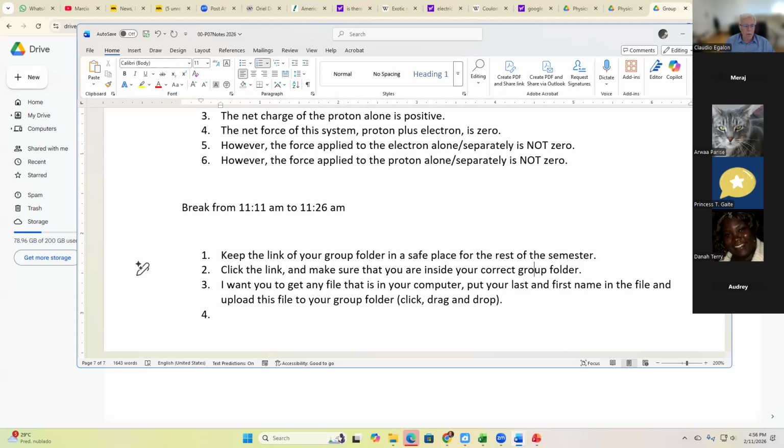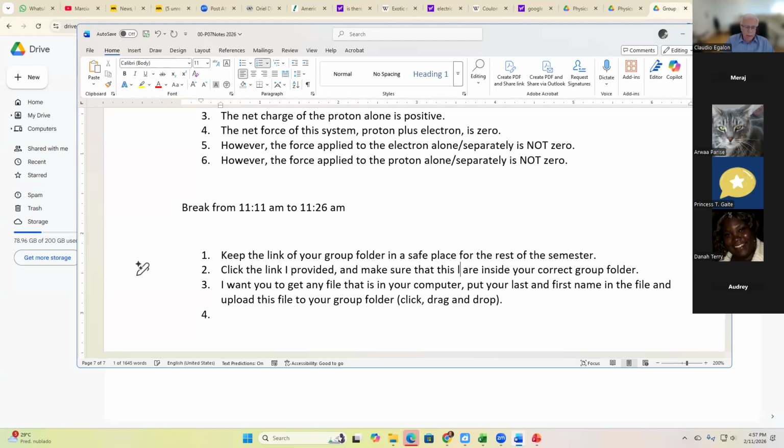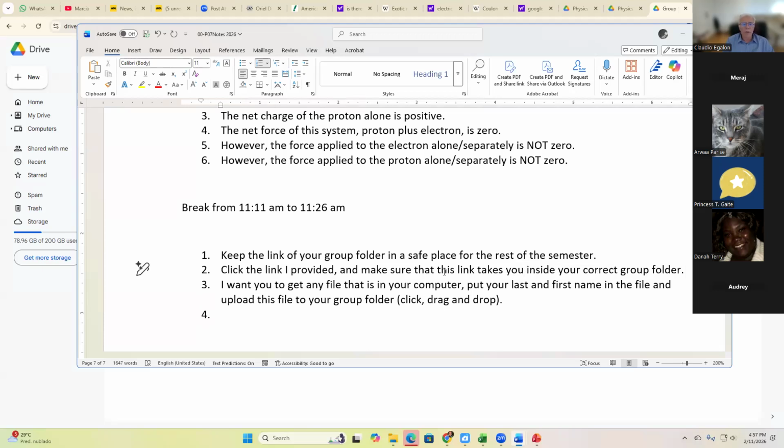Click the link and make sure you click the link of your group folder. Let's put it this way: click the link I provided you, and make sure that this link takes you inside your correct group folder. Any problems so far? Did you get the right link?